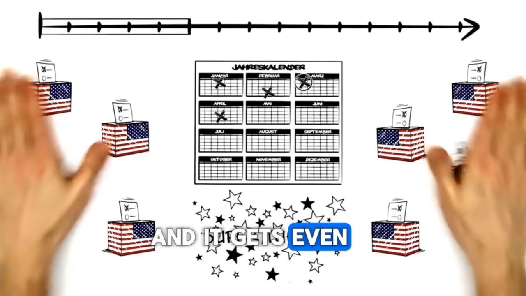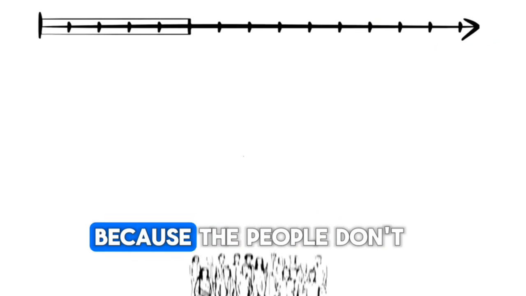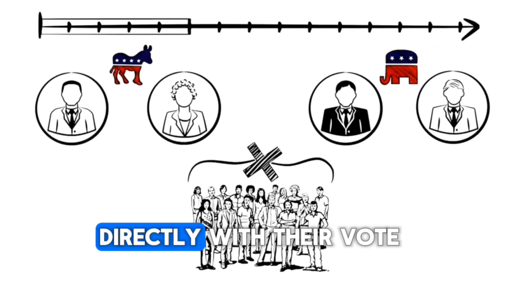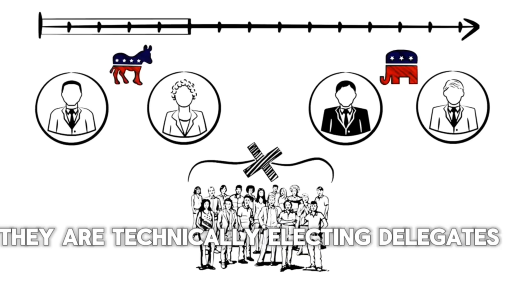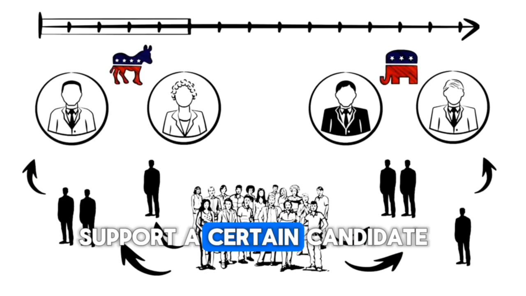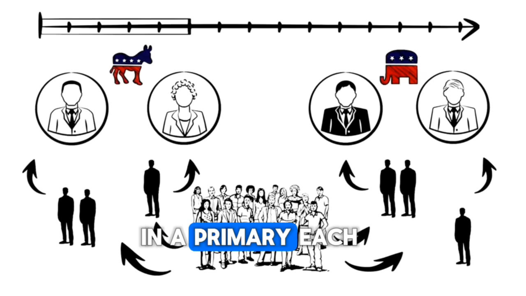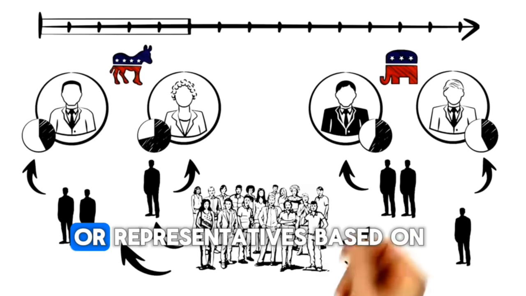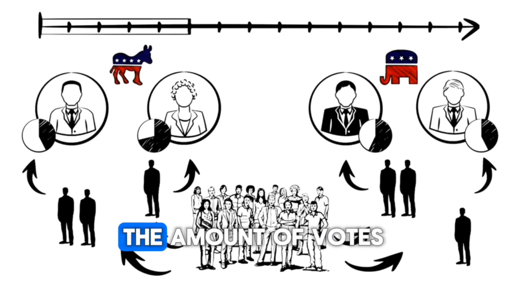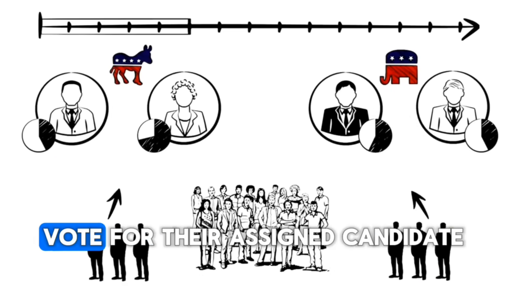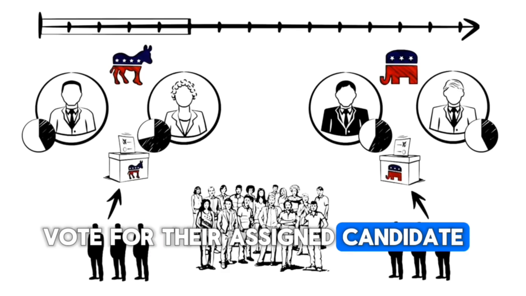And it gets even more complicated than that, because the people don't actually elect the presidential candidate directly. With their vote, they are technically electing delegates, who in turn will support a certain candidate. In a primary, each candidate is awarded a certain amount of delegates, or representatives, based on the amount of votes they receive. Those delegates will later vote for their assigned candidate.